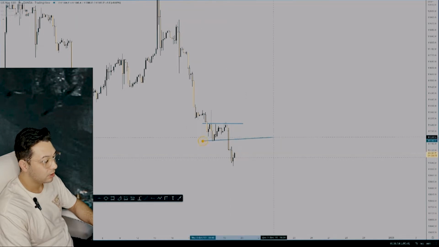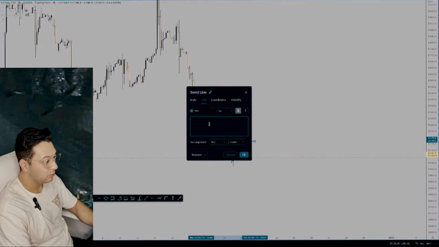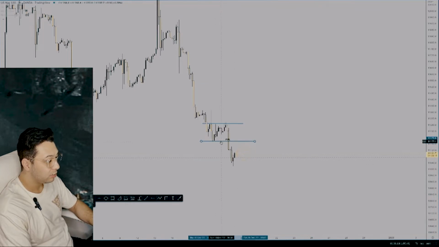Okay, first we got to mark off some things. Right here is our previous weekly low, our PWL. So I'm going to mark that off real quick. Previous week's low. It's important to know these things because if this area breaks, then we're going to head lower, which is what we did today.